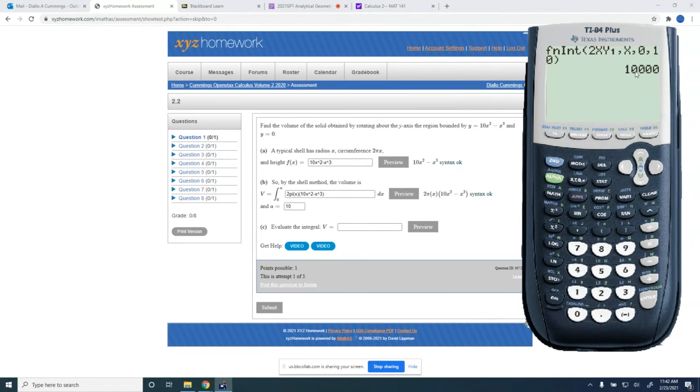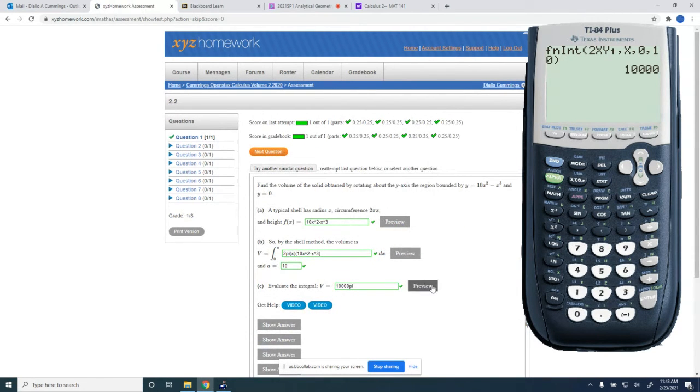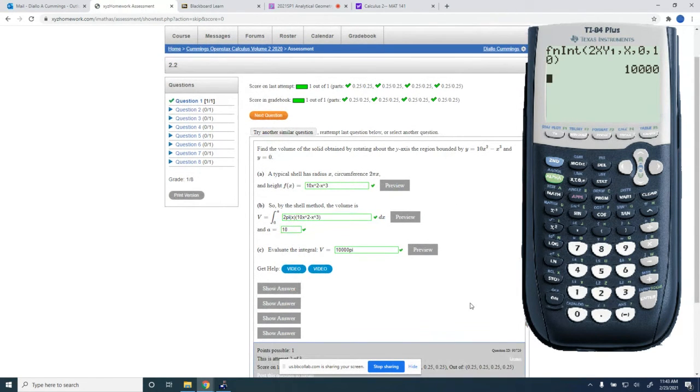And now if we integrate, we get 10,000. So notice we pull pi in front of the integral operator, so we have 10,000 pi. Right, so notice in this problem, we were given a hint as to which method to use.